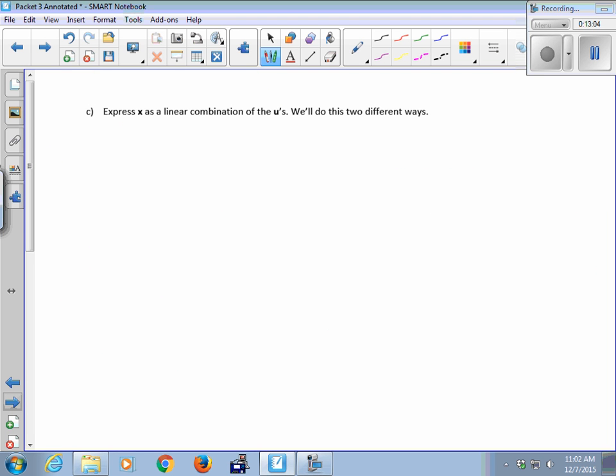Okay, so still the same problem, still using u1, u2, and u3. Because the set u1, u2, u3 is an orthogonal basis for R3, that means any vector in R3 I should be able to write as a linear combination of the vectors in that basis. So I should be able to write x as c1 u1 plus c2 u2 plus c3 u3, based on the fact that u1, u2, u3 is a basis for R3.